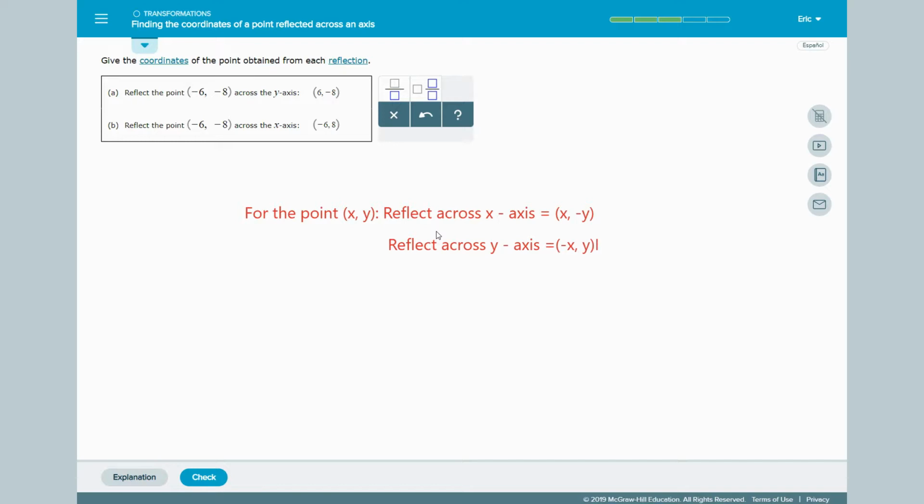That does not mean your y has to be a negative number. That means whatever your y is, multiply it by a -1. Just like in this case, it was already negative, so it became positive. Other than that, that's it for this type of problem.